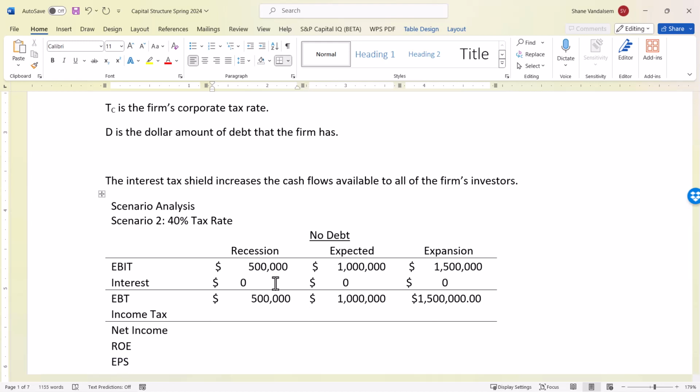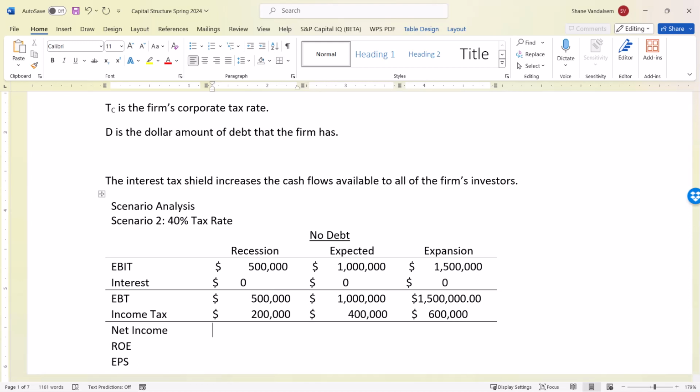So the income tax is 40% of the earnings before taxes. In the case of the recession where the firm has an EBIT of $500,000, the income tax is going to be $200,000, which is 40% of the $500,000. In the second case, it's going to be $400,000, which is 40% of the $1 million. And finally, it's going to be $600,000, which is 40% of the $1.5 million.